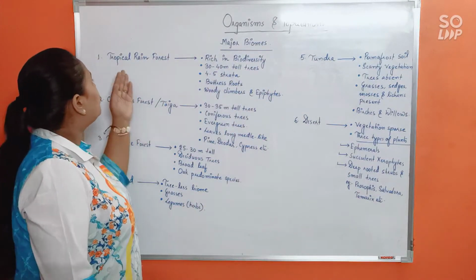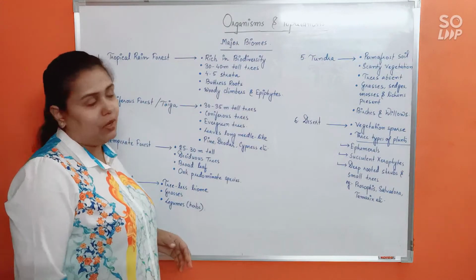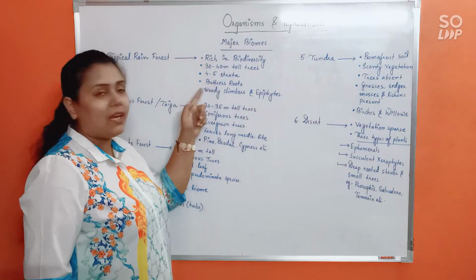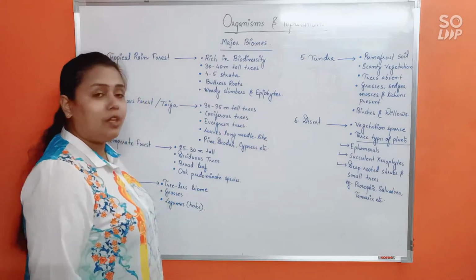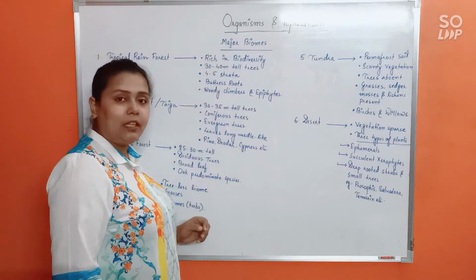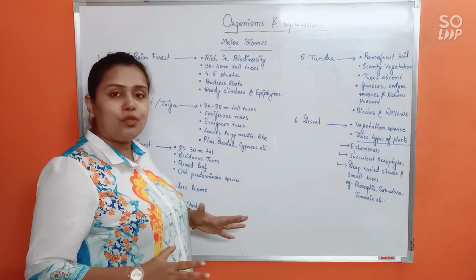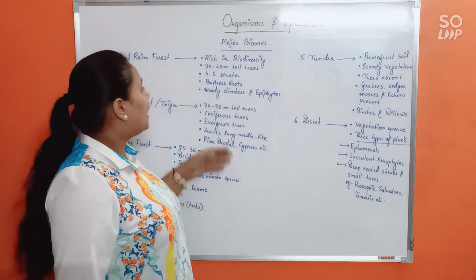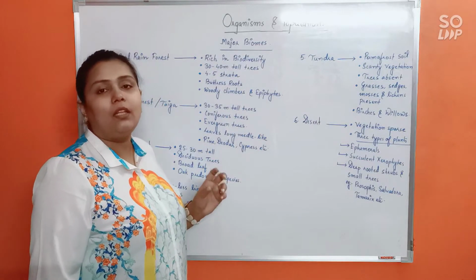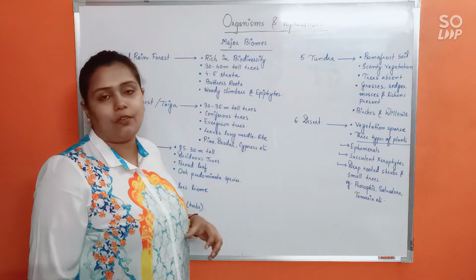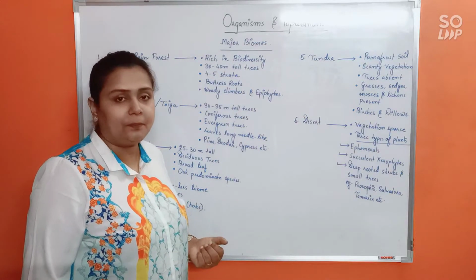First, tropical rainforest. The tropical rainforest being the most biodiverse, see here the main characteristics are rich in biodiversity, 30 to 40 meter tall trees, 4 to 5 strata, buttress roots which will be like shallow feeders, and finally woody climbers and epiphytes. All of you know epiphytes means the plants which grow above the surface of another plant, right? Like in case of the orchid Vanda.